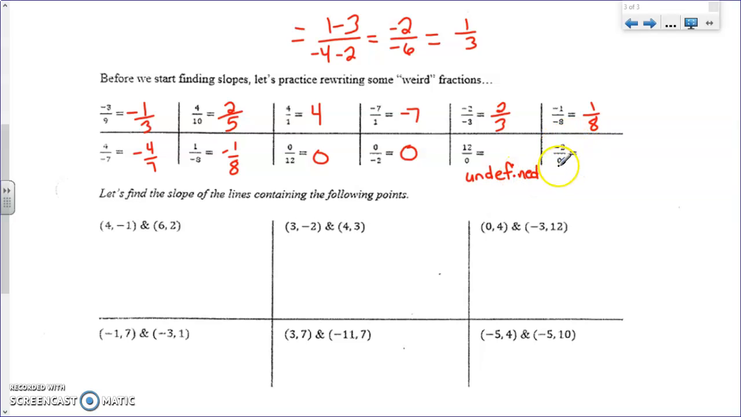Okay, negative 2 divided by 0, again, undefined.